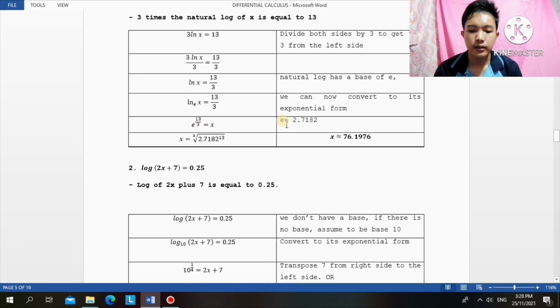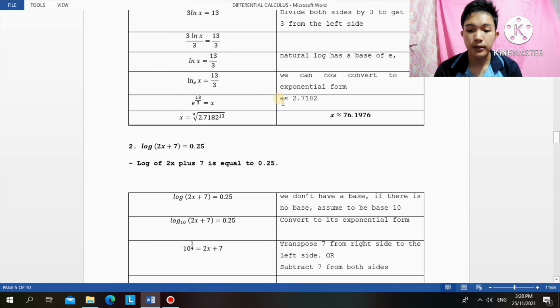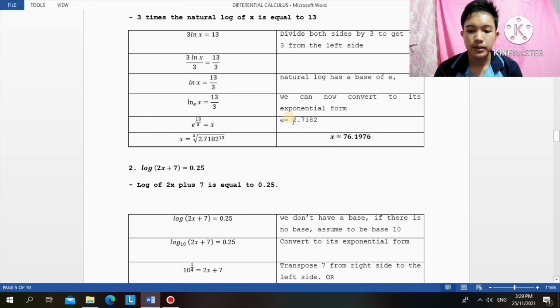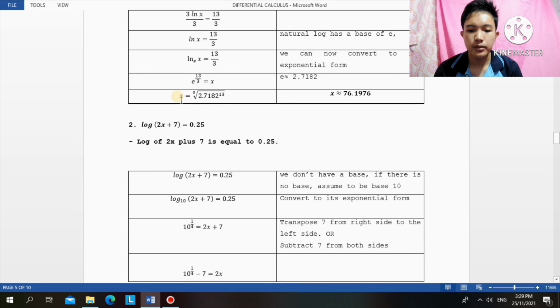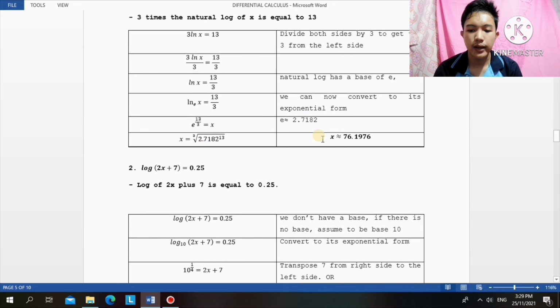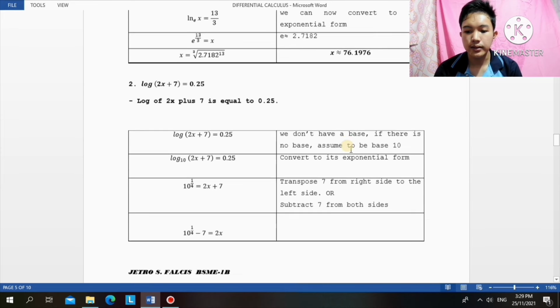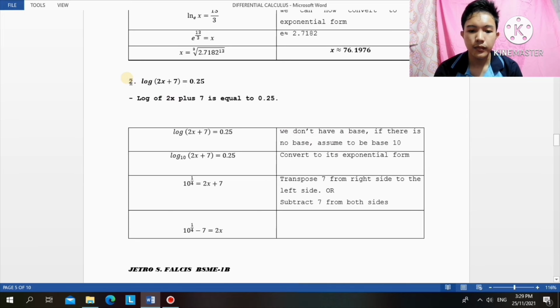Then convert e into numerical form. So e is approximately 2.7182. Our equation will be x is equal to the cube root of 2.7182 raised to 13, or our x is approximately 76.1976. Problem number 2. It is read as log of 2x plus 7 is equal to 0.25.